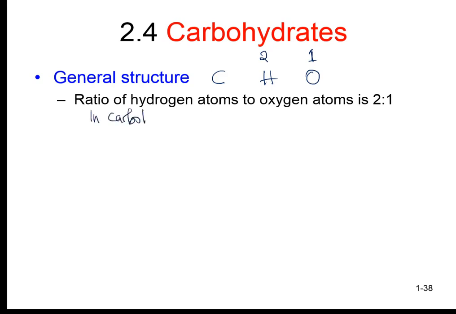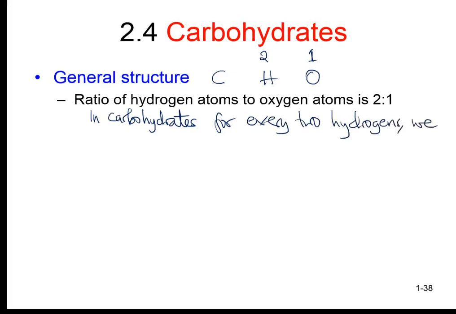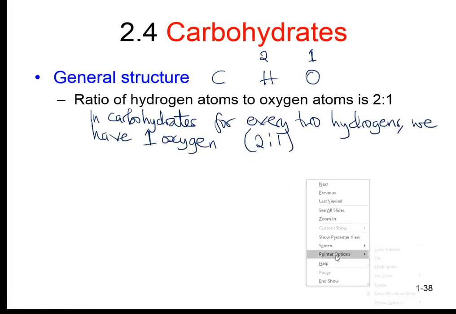In carbohydrates, you need to write down this. In carbohydrates, for every 2 hydrogens, we have 1 oxygen. So that's what we mean when we say the ratio is 2 to 1. So make sure to write down this statement, and I'm taking it off.